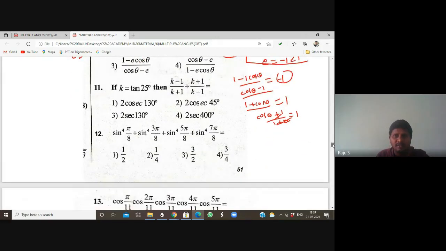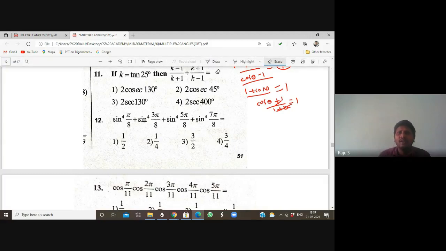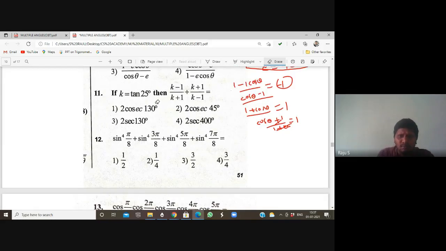Okay, option verifications. Right here, K is equal to tan 25. Do you know what the tan 25 value is? Do you know what cosecant 30, secant 30, cosecant 45 are? We know that. But do you know what secant 400 is? No, we don't know these three values. Okay, so if you know tan 25, you'll get the K value. That K value will be substituted here, we'll get some LHS value. For that LHS value, let's see the given options. Options are the RHS, but we don't know. Now I'm going to simplify again.